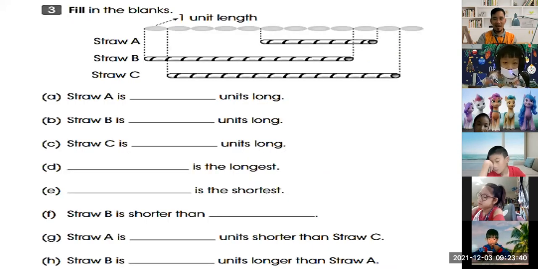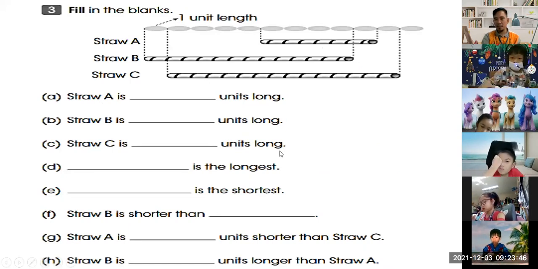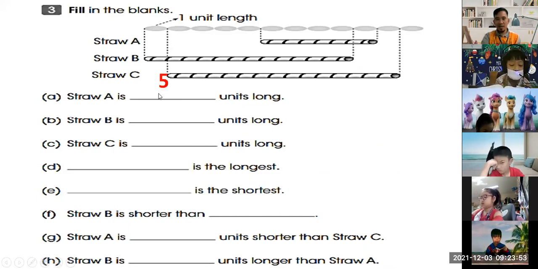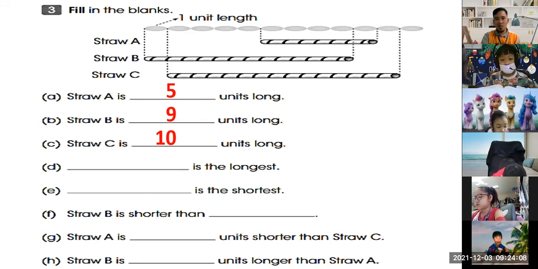Okay. Now here, straw A, straw B, and straw C. How long is straw A? How many units? 5 units. Very good. How about straw B? 9 units. And straw C is 10 units. Now here, Alice, what is the longest straw?